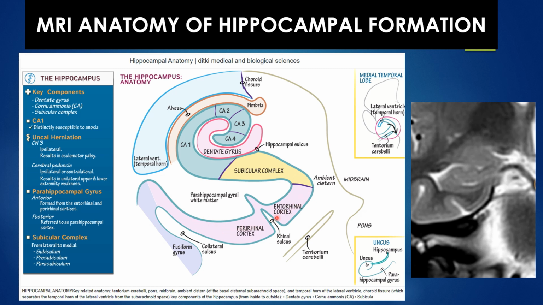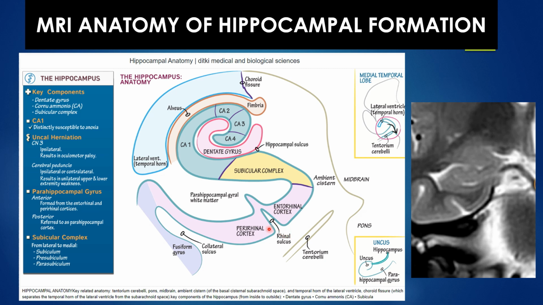Now if you see, there is a small cleft within the parahippocampal gyrus. This cleft is called the rhinal sulcus, which is going to divide the parahippocampal gyrus further into an entorhinal cortex medially and the perirhinal cortex laterally. Okay, so there are two more things. We saw the entorhinal cortex and perirhinal cortex that are divided by the rhinal sulcus.